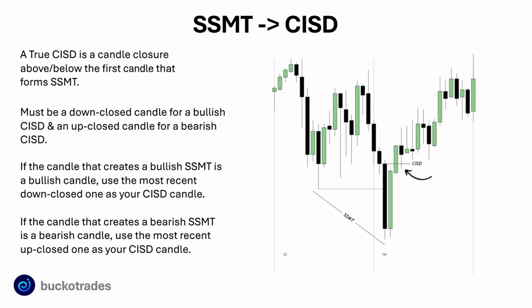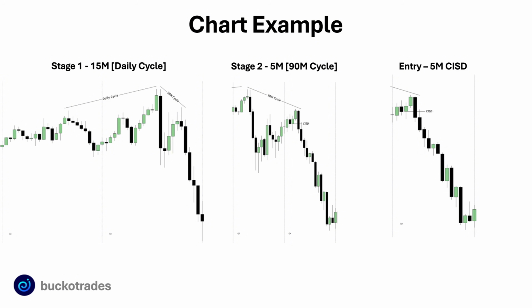So now that you guys know exactly how to find your two stages of the SMT, and exactly how to enter the trade after finding that, let's jump into one final example of how it would play out within the charts. So our stage 1 in this example would be the 15 minute, which would be the daily cycle bearish SSMT. You can then drop down one time frame lower, which would be the 5 minute, and in this case that is what we have done. We have found that 90-minute cycle SSMT that occurs pretty close after the daily cycle.